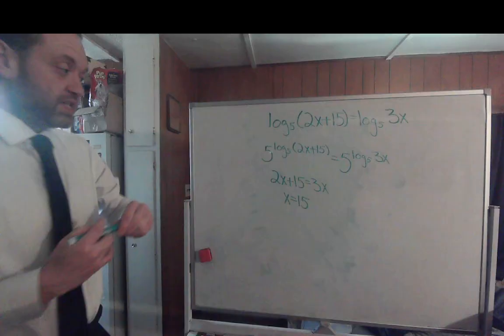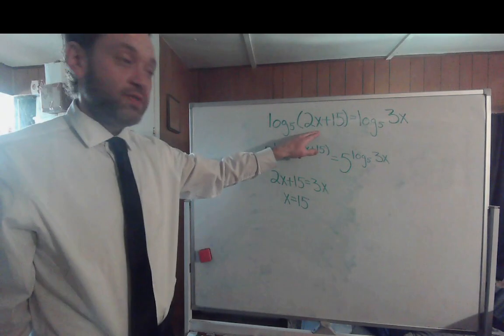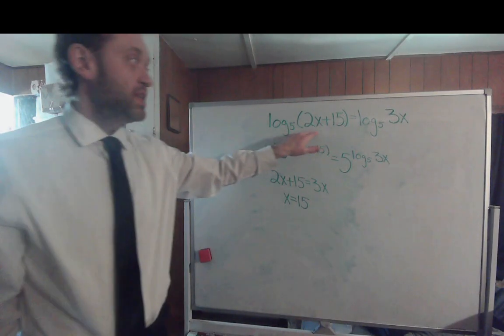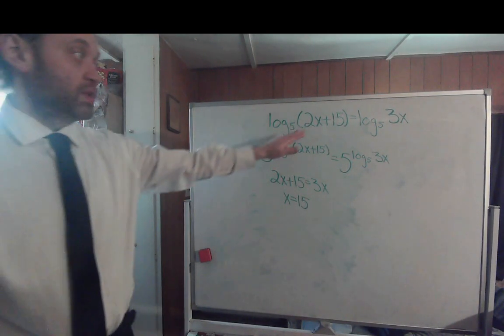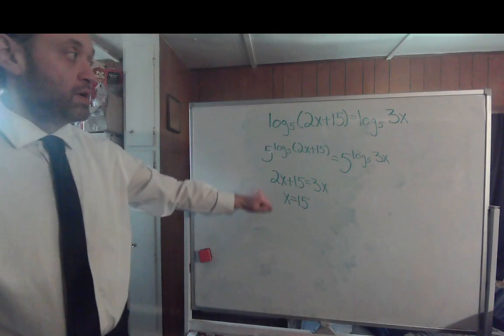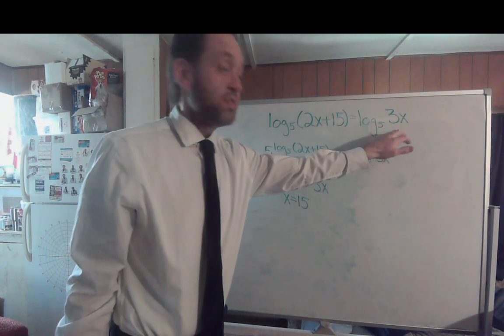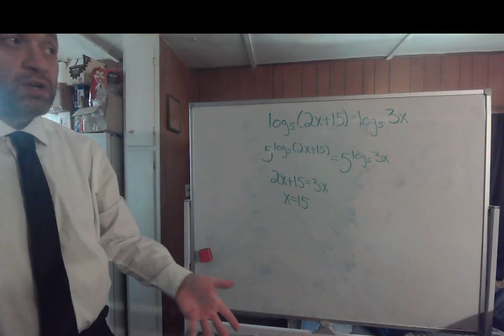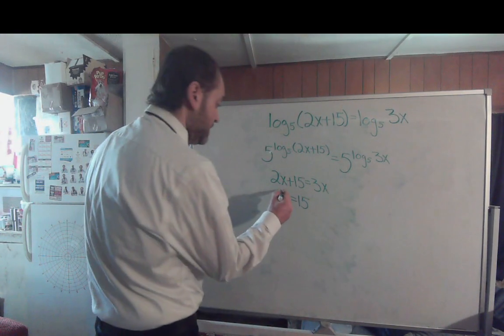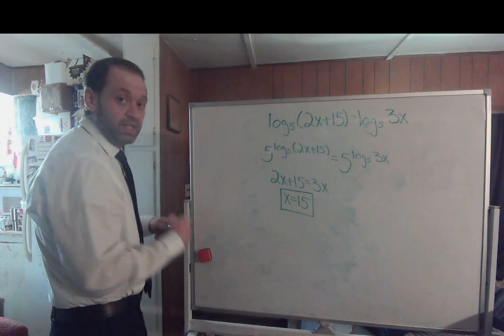Now let's put in this 15 into our logarithms on both sides. What's 2 times 15? That's 30 plus 15 is 45. So on the left side, it's defined. You get a positive number inside the log. What about the right side? 3 times 15 is also positive 45. So yes, the solution would in fact be that x equals 15.